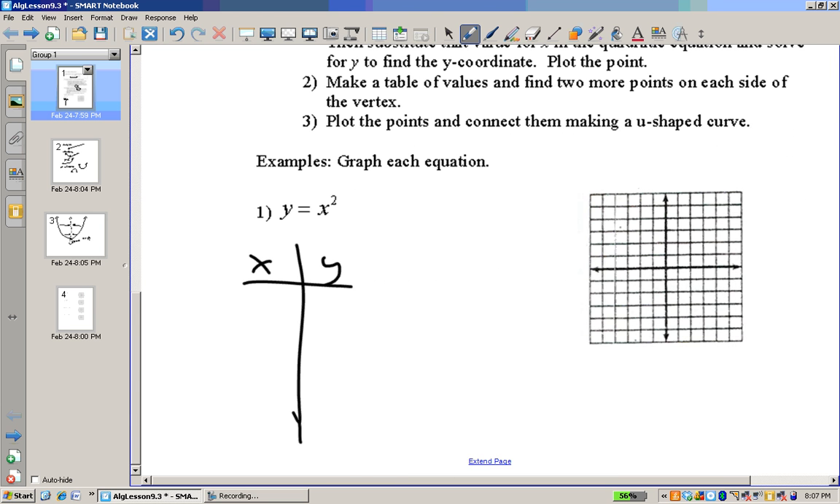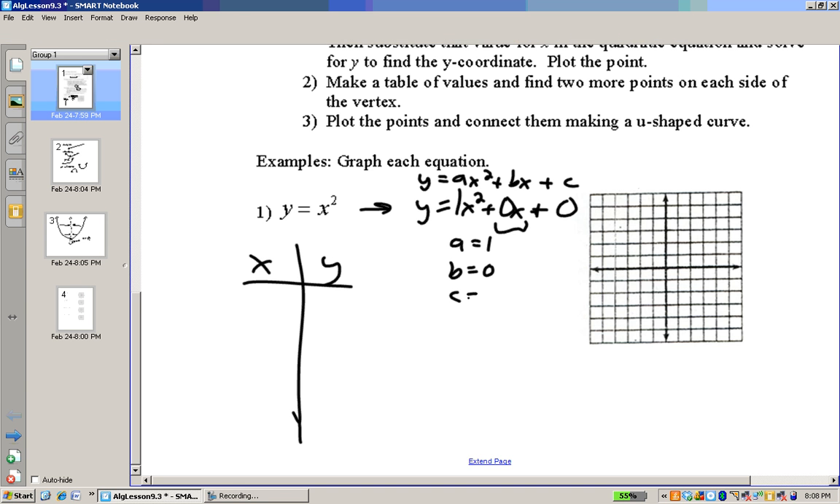We're going to use a table of values, and I don't always start at 0. I'm going to expand this: 1x squared plus 0x, because there's no linear term, plus 0. You notice I'm getting this from y equals ax squared plus bx plus c. So b is 0, c is 0, a is 1. And normally we would not need to write this down, but for the first time we're just trying to make sure that you understand what's going on.